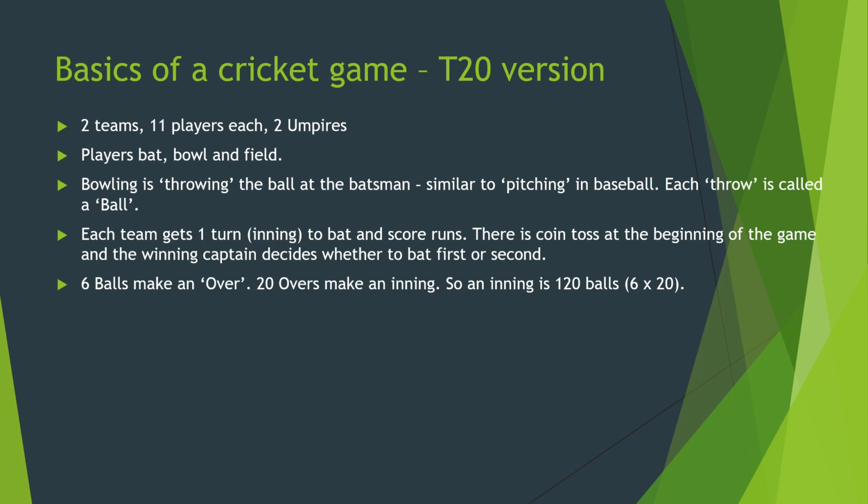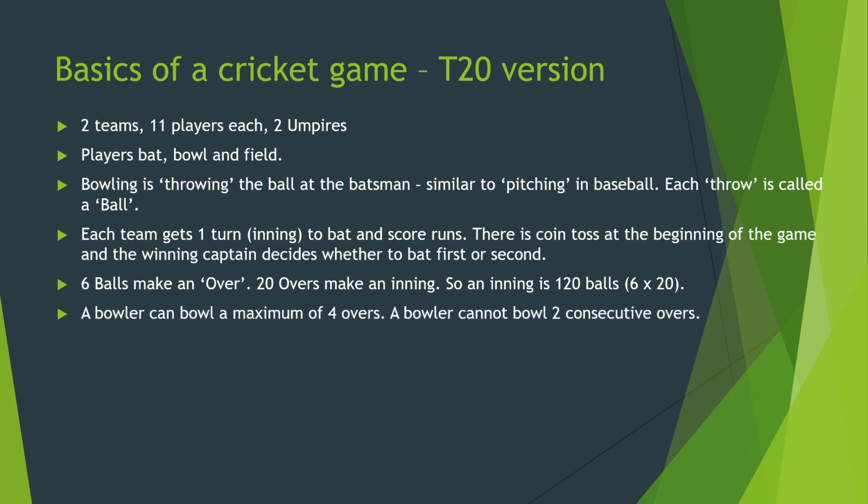6 balls, or basically the bowler throwing the ball 6 times, makes an over. 20 overs make an inning. Hence the name of this version of the game is the T20 version. So an inning is 120 balls, 20 overs of 6 balls each.